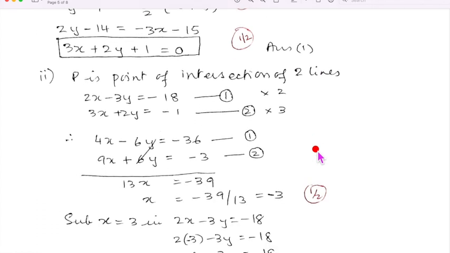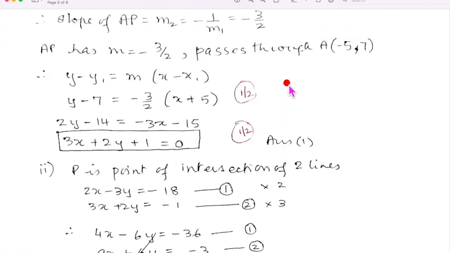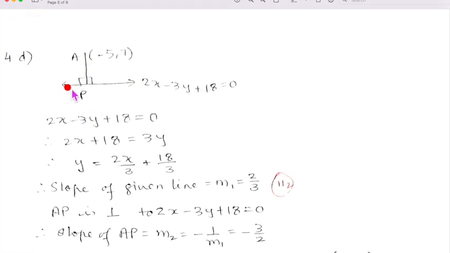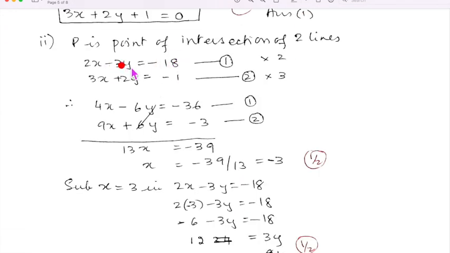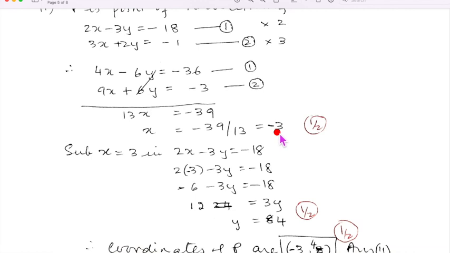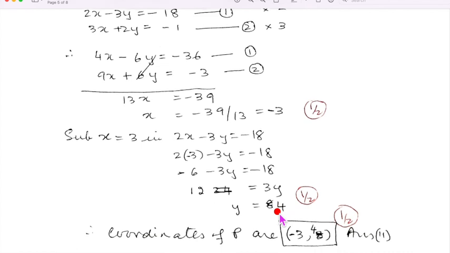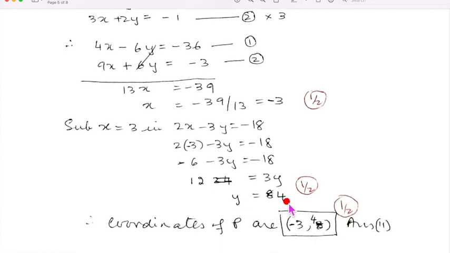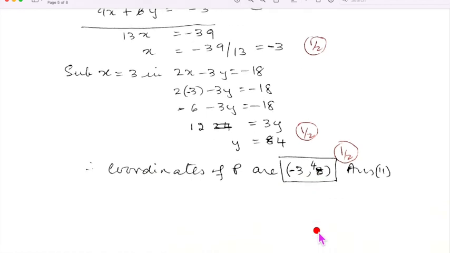Now to get the point P, it is the point of intersection of the two lines. Can you see here? It is the intersection of this line and this line, correct? So we write the two equations like so, and then we use the simultaneous equation method and eliminate this y. We'll have 13x equal to minus 39, x will be equal to minus 3. Then we substitute the value of x into any one of the equations. You know how this is to be done. This is pretty simple, so you'll get y equal to 4. So you will have the coordinates of the point as minus 3, 4, and that's our answer 2.